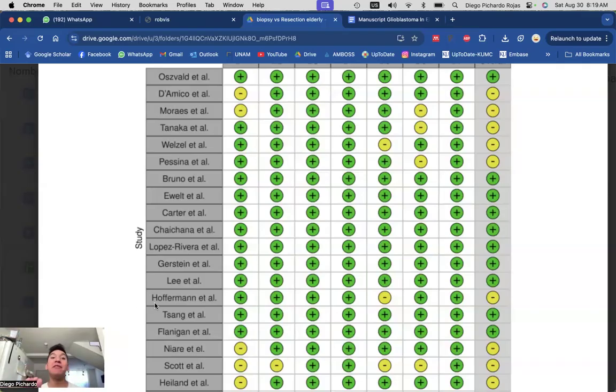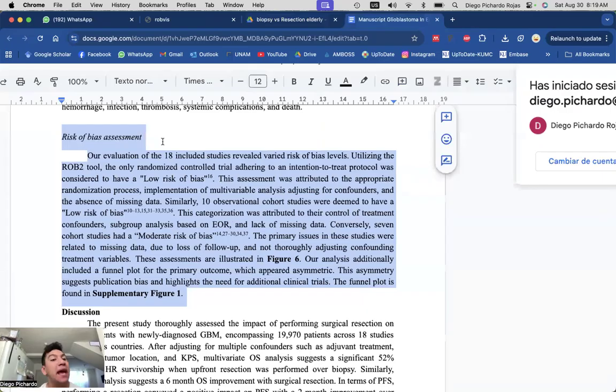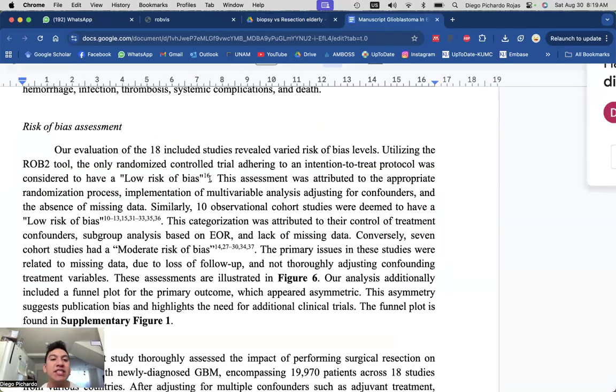So at the end we're gonna have a really big sheet saying what is the quality of each of our included studies. And also in the manuscript itself, you'll see that we reviewed 18 of our studies, from which we use these two tools. We're gonna be using two tools.